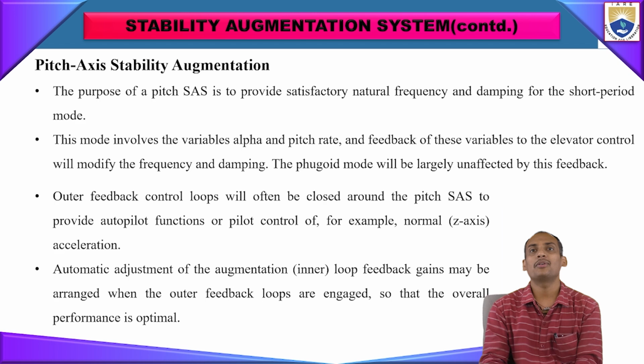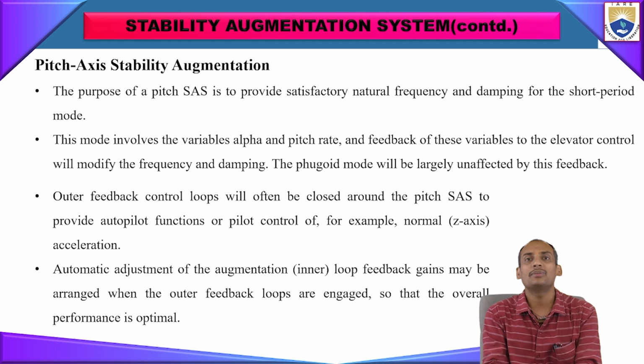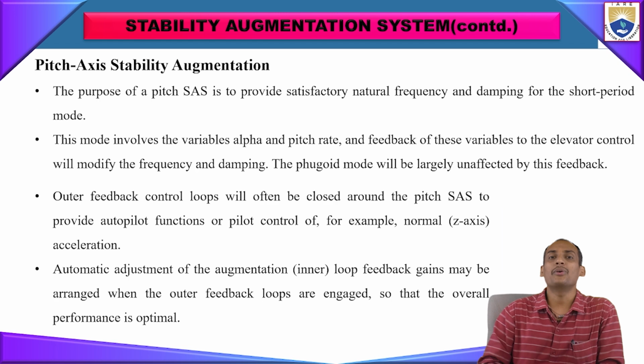These feedback loops will often be closed around the pitch axis to provide autopilot functions or pilot controls, for example, normal acceleration. These are closed feedback loops. This will serve as an autopilot system, and this will give you pitch control, controlling of that pitching moment.